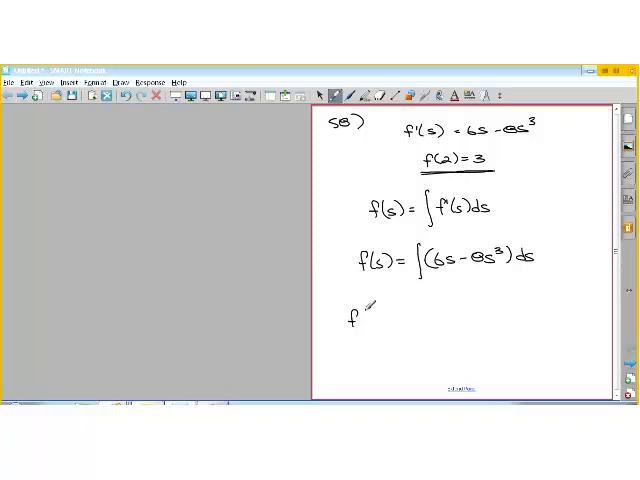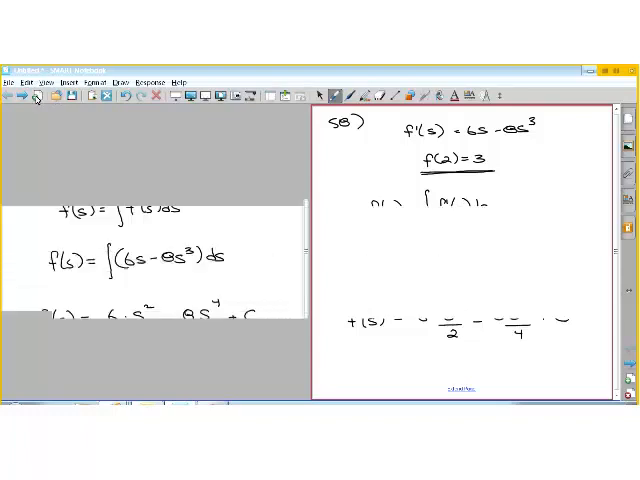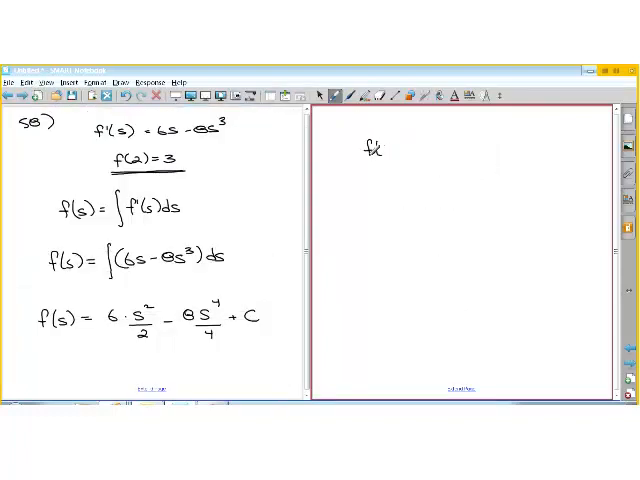Solving this differential equation is integrating that, and what we'll get is 6, the constant, times s squared, because you add 1 to the exponent and you divide by the new exponent. Do the same thing for the second one: we have the constant, we add 1 to the exponent, we divide by the new exponent, and we have our arbitrary constant c. Let's clean it up before we apply what we would call the initial condition. So you have 3s squared minus 2s to the fourth plus c.